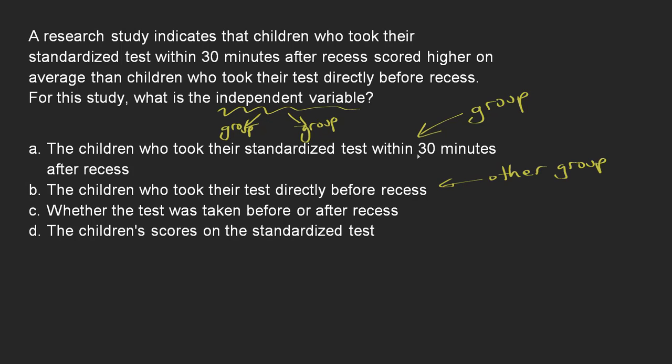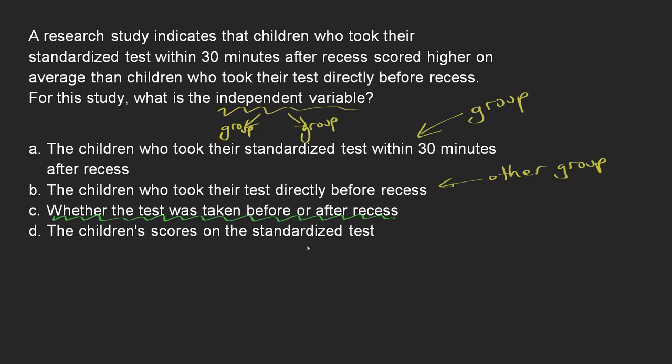So these two groups are the two groups that I'm comparing. Those two groups are going to make up my independent variable. So my independent variable is going to be here, whether or not the test was taken before or after recess, because one group takes it before, one group takes it after. So C is the full description of my independent variable, the full description as to how I'm dividing up my participants into groups. And then D is the outcome. It's what's being measured as the effect.